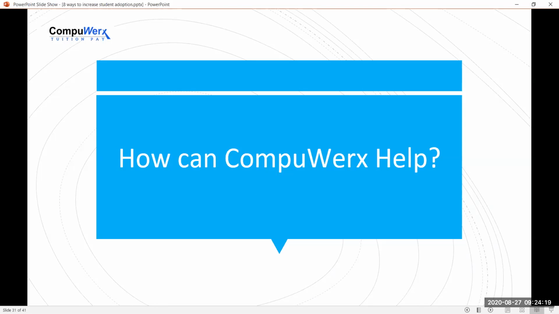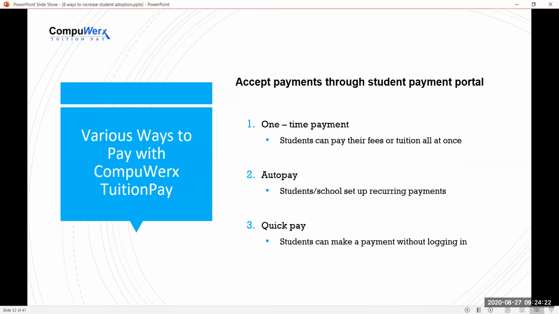How could CompuWerx help? Well, the CompuWerx TuitionPay system will allow your student to pay online through the school website. The student could make a one-time payment. They could set up a payment plan with automatic payments. And also they could do a quick pay that does not keep track of their history record. They don't have to log in to make a payment. But when they set up an auto payment, their payment history is right in their account. Once they create a login ID and password, any of the payments will be tracked for them within their portal.